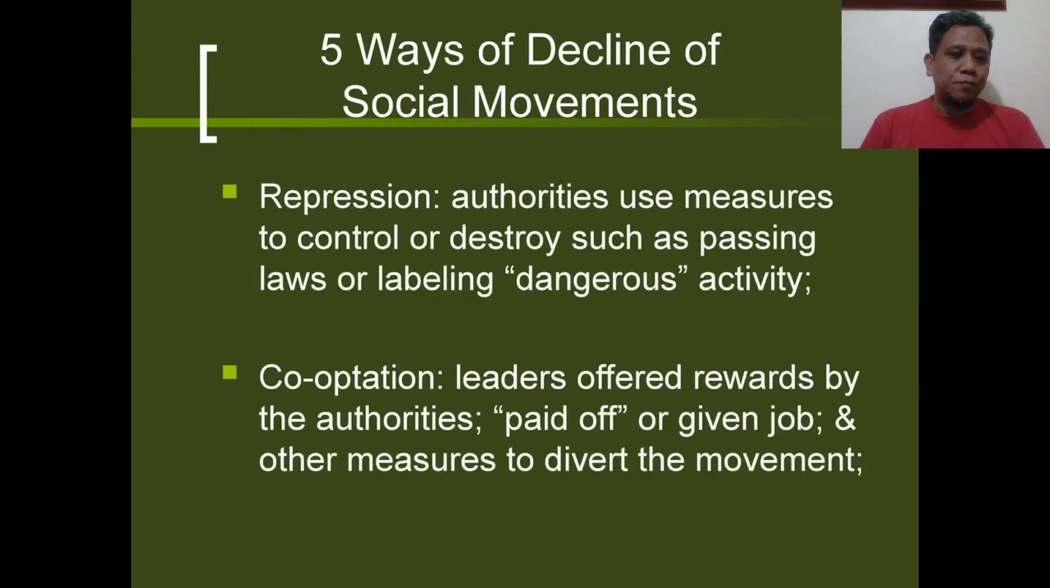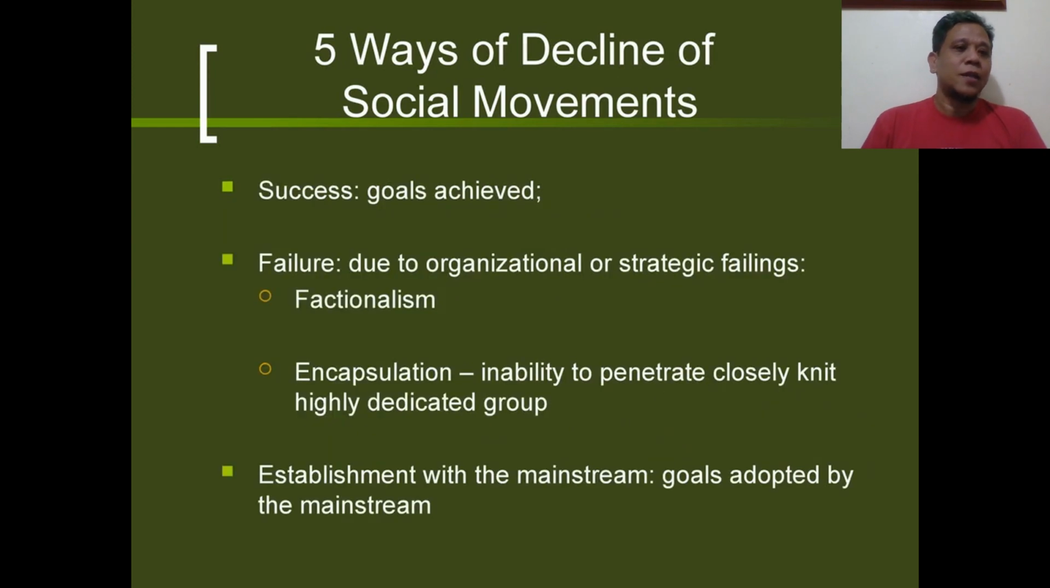Okay, so again, in the five ways of decline of social movements, we have the repression, which means authorities use measures to control and destroy, such as passing laws or labeling activity dangerous. There's also the co-optation, in which leaders are offered rewards by the authorities, paid off or given jobs, and other measures to divert the movement. Na minsan may mga nababayaran na diyan ng mga leaders para manahimik sila. Okay? And of course, the success.